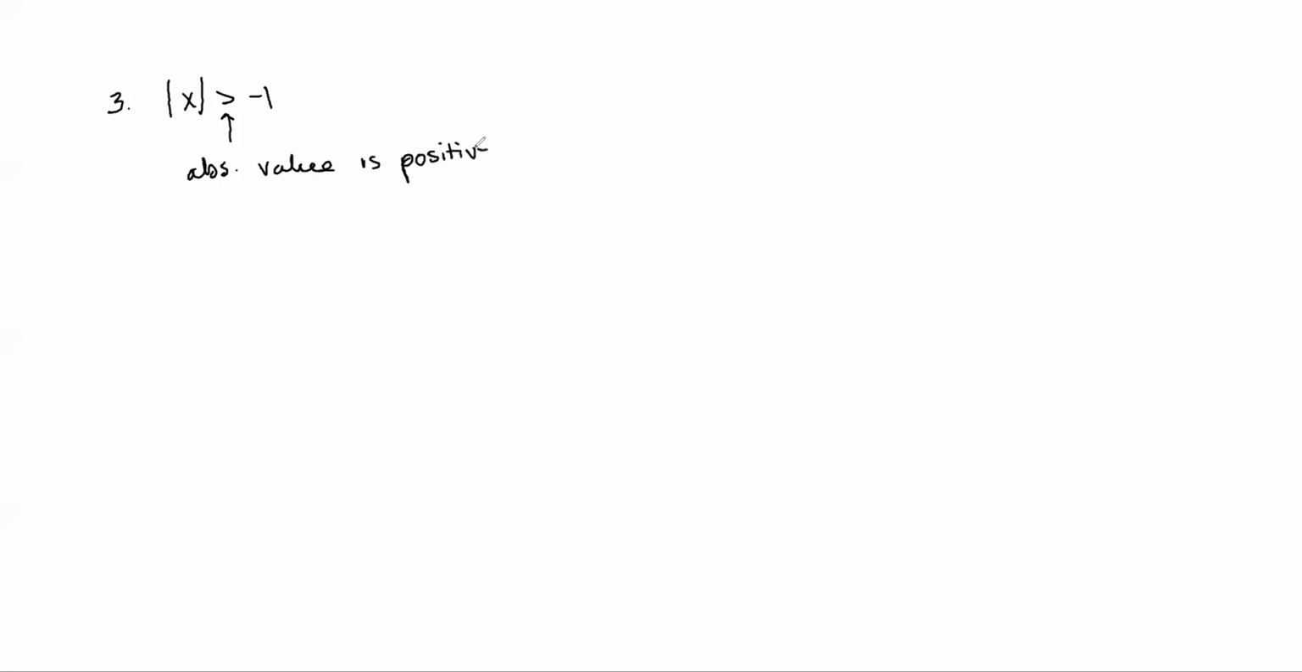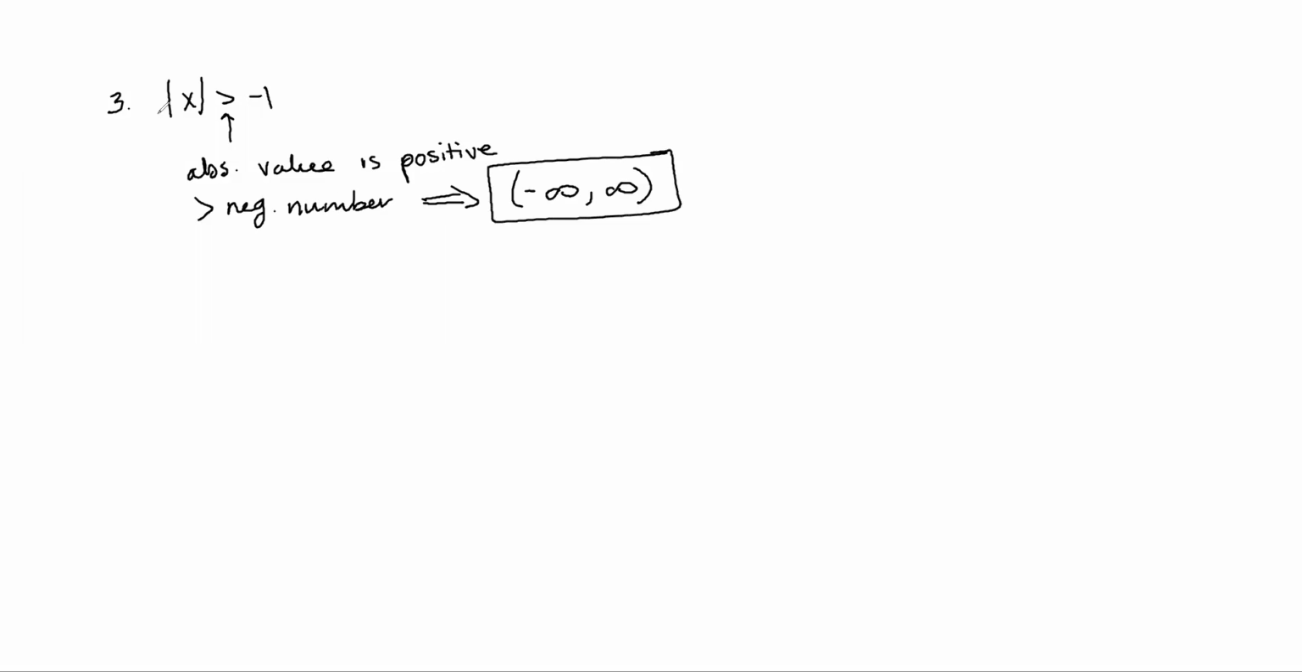And any number greater than negative 1, so all of the positive numbers are greater than negative 1. And since all of the positive numbers are bigger than a negative number, this one is going to have an infinite number of solutions. So if we have something greater than a negative number, this means that we're going to have an infinite number of solutions, and so our solution is negative infinity to infinity.